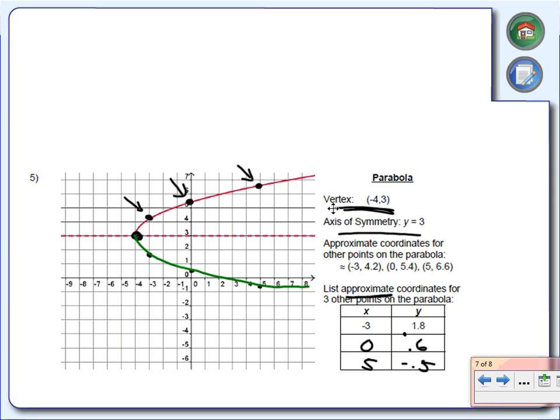I end up with the other half of my parabola. So this is a parabola that has a vertex of negative 4, 3, has an axis of symmetry at y equals 3, along with these other points here. All right, what I'm going to want you guys to do is go back and finish up the other 3 points. Use the line of symmetry to come up with some more points and give me the rest of the graph. When you get done with it, you can turn it in for me.